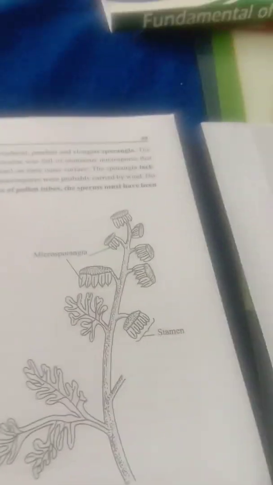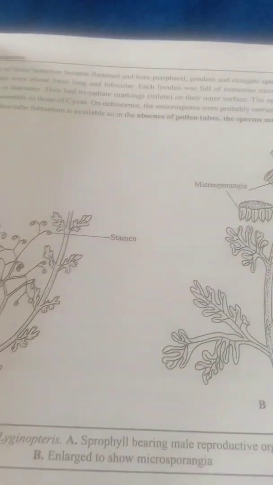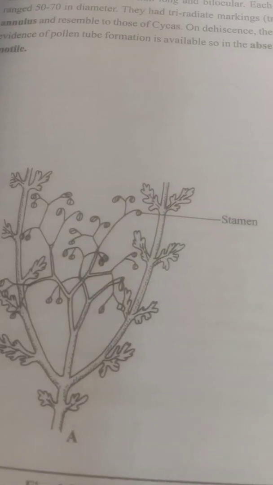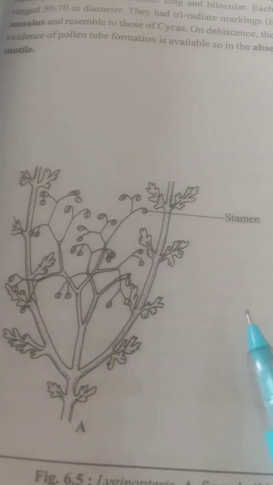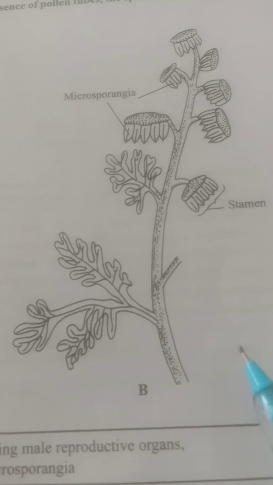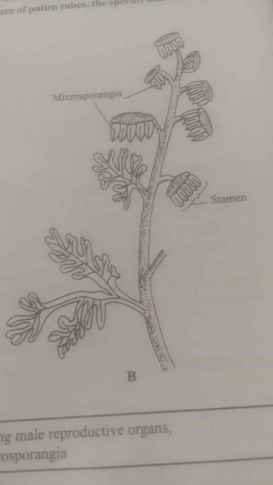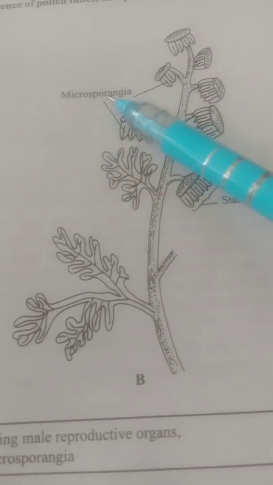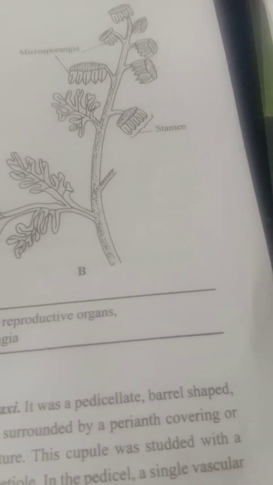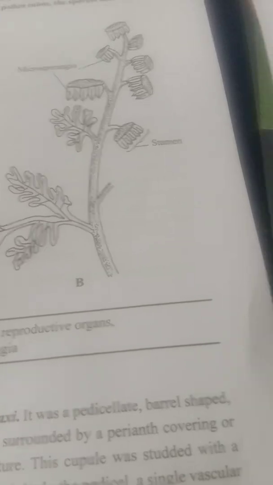Here we are showing the diagram of the sporophyll. These are the stamens, and here in this diagram we are showing the stamens and the microsporangia. Then the structure of the ovule. We are studying the structure of the ovule.